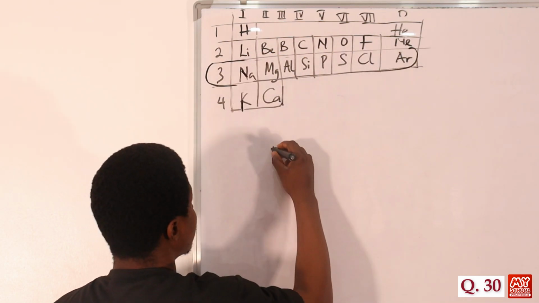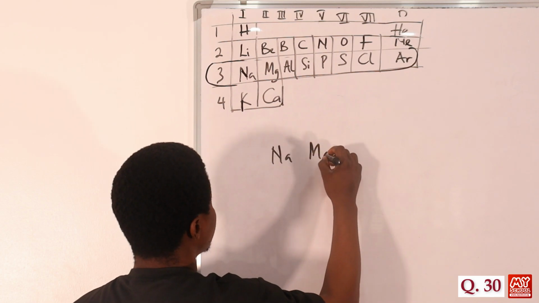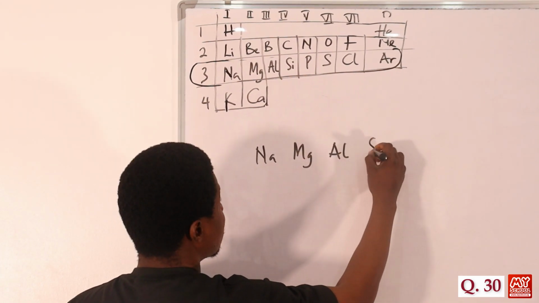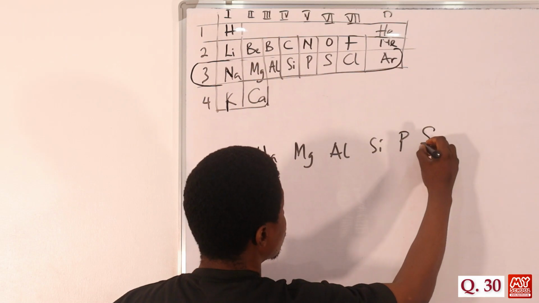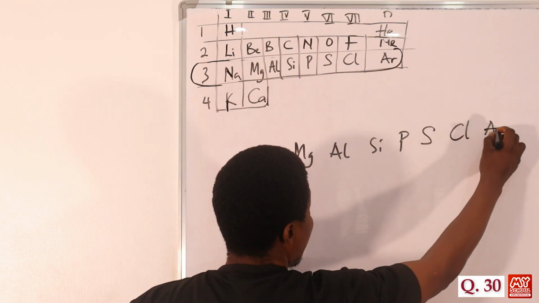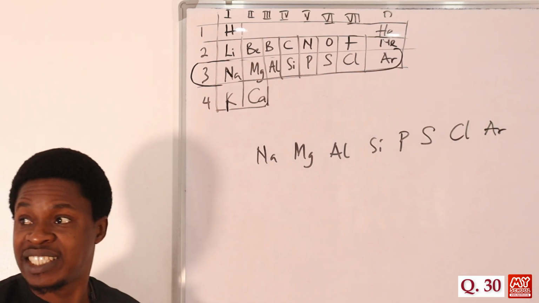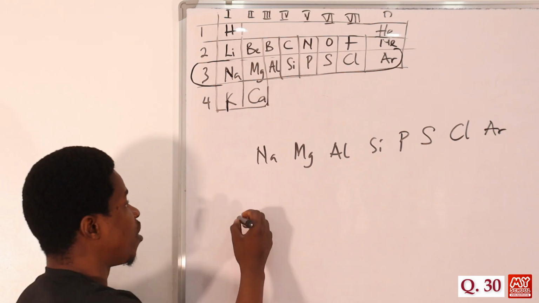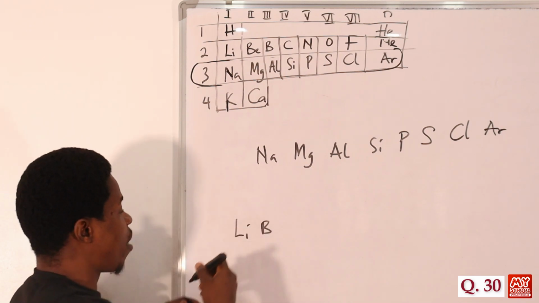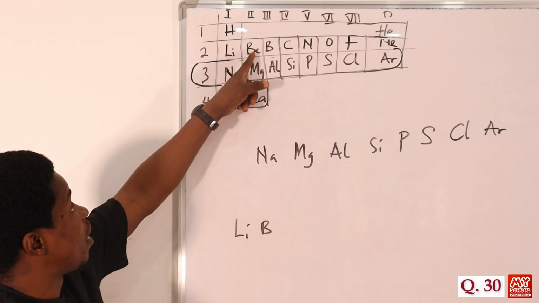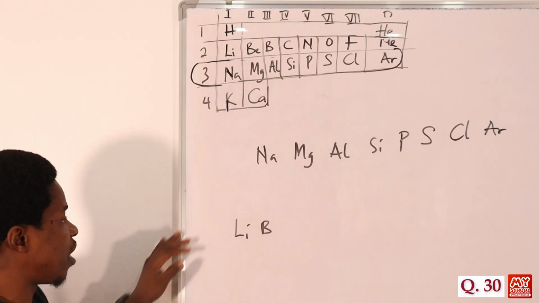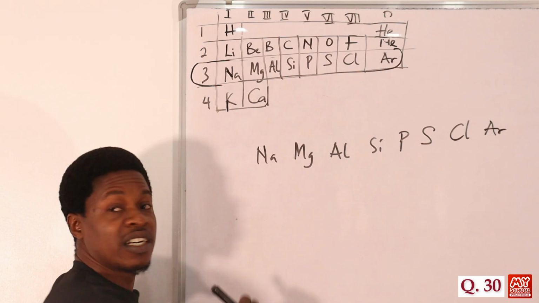So which means we have sodium, magnesium, aluminium, silicon, phosphorus, sulfur, chlorine, and then argon. Now option A says lithium, beryllium, aluminium. Lithium, beryllium, of course lithium falls in here. You can see lithium, beryllium, so that is what? Period 2. So which means option A is absolutely wrong.